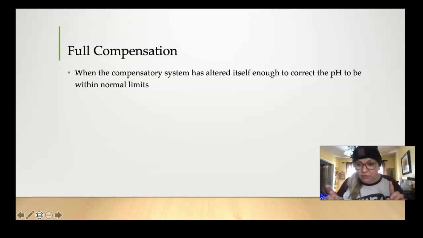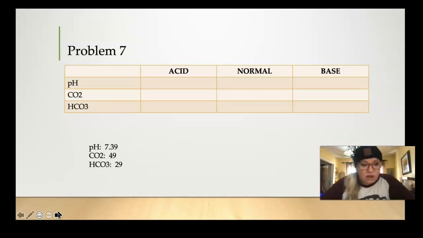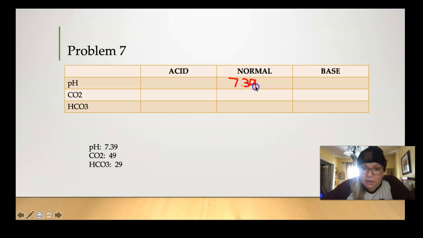And we're going to figure out a few of these. I've kind of started with these. So we have a pH of 7.39. I'm going to put that over here in the normal column because it's almost right smack in the middle. This is our pH, so it is in the normal range. But if you look at it, you notice that it is leaning a little bit to the acid side. Even though it's normal, it is leaning acidic because 7.40 is dead middle normal.